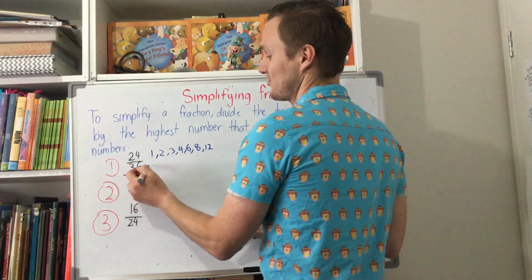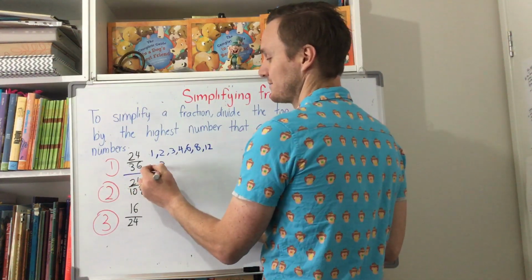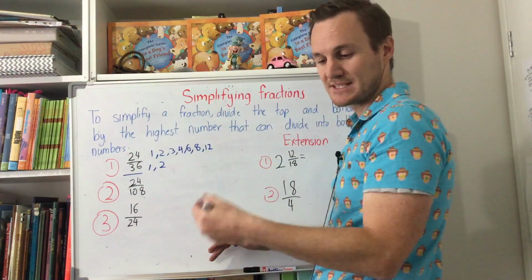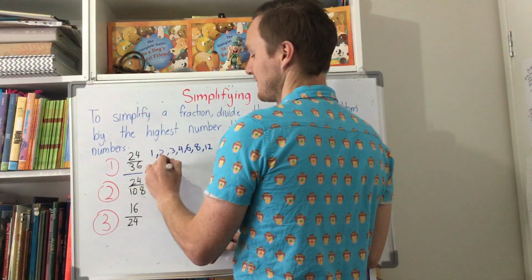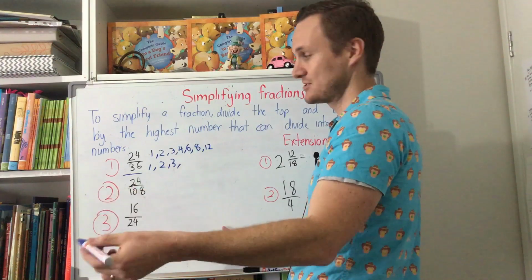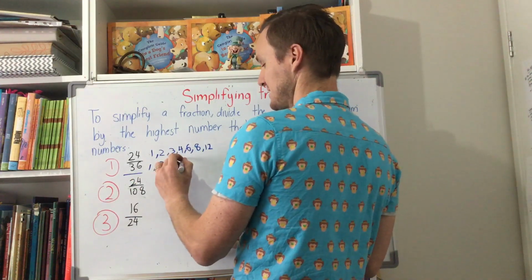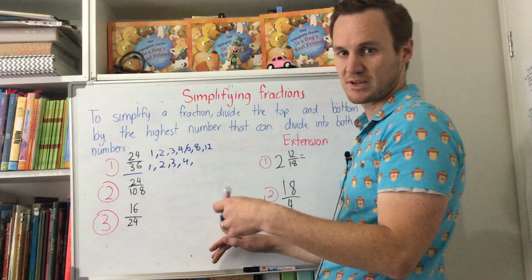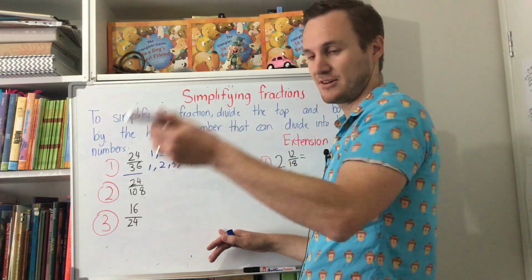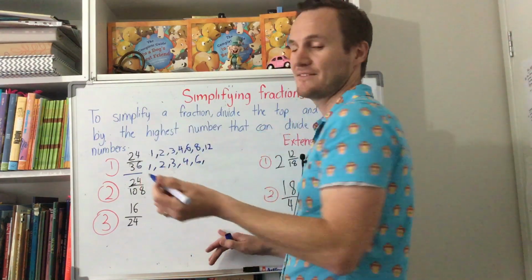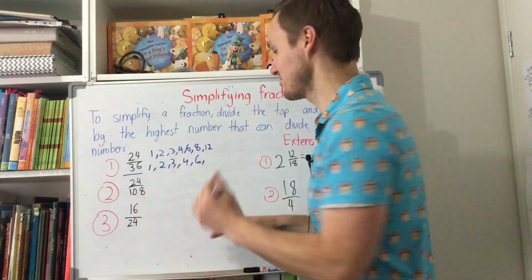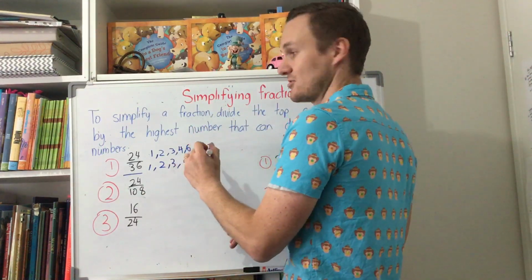Now 36, let's go through. 1, 2, yep. 3? 3, 6, 9, 12, 15, 18, 21, 24, 27, 30, 33, 36, yep. 4? 4, 8, 12, 16, 20, 24, 28, 32, 36. 4 is right, 5 doesn't work, 6 doesn't work. Wait, let's try 6. 6, 12, 18, 24, 30, 36. Yes, 6 does work. That's why I've got to check. 7 doesn't work. 8? 8, 16, 24, 32. 32 doesn't work. 9 works.